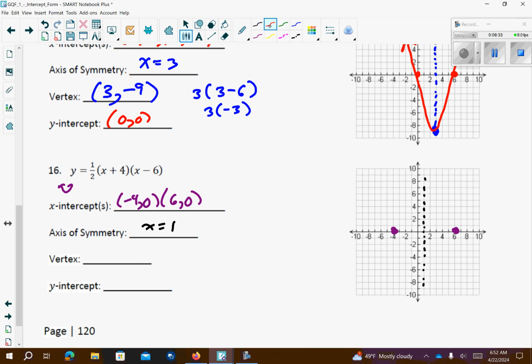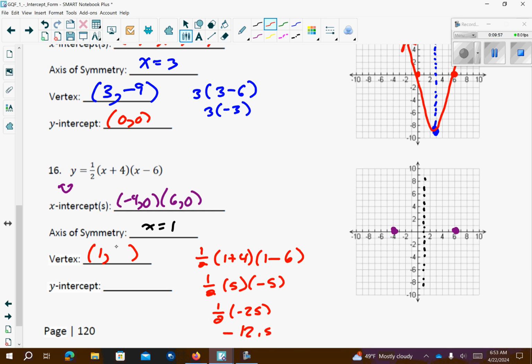Our vertex is going to be 1 comma. We'll take the 1 and plug it in to the whole equation. So it's going to be half, and that's going to be 5, negative 5. Ooh, this one's a little nasty. So half of negative 25 is negative 12.5. Oops. Okay, well, we can make it work. So 1 comma negative 12.5 is way down here.